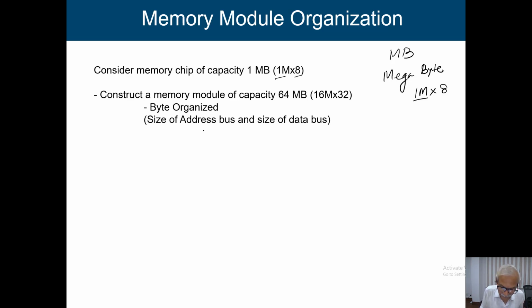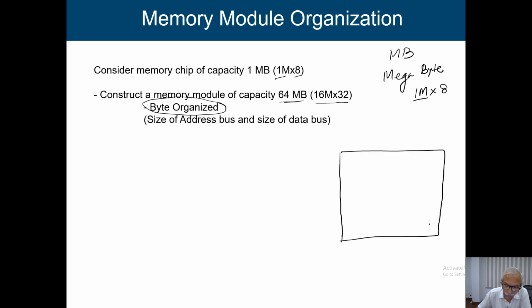Now it says construct a memory module of capacity 64 megabyte, 16M by 32. But it says that it is byte organized. Now you have to see what it means, byte organized. Now here we are having 16M by 32. Now I will write it. By using this particular memory module, I think you can very well construct this memory module, 16M by 32.